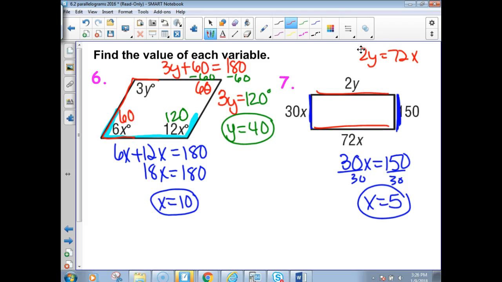Cadence? Okay, put 5 in for x, right? 72 times 5 is 360. 360, that's weird. This is about sides. Do not confuse that with angle measures. If you divide by 2, you're going to get y is 180. And it's nothing to do with straight lines or angle measures. Okay? Nothing to do with that. Just side lengths.